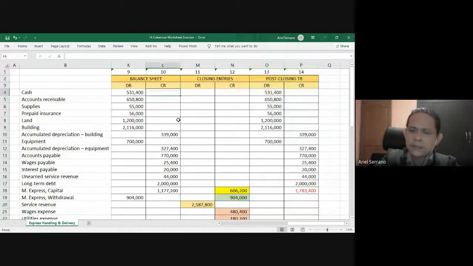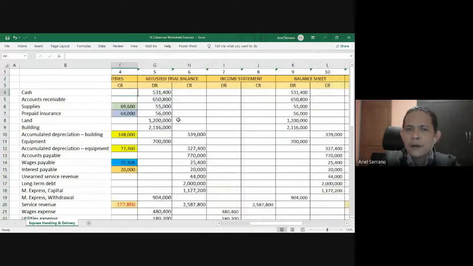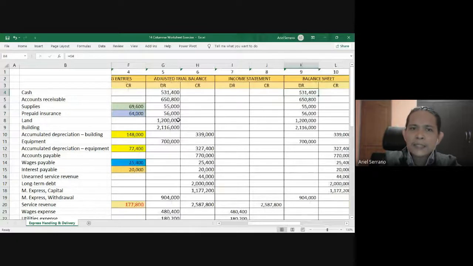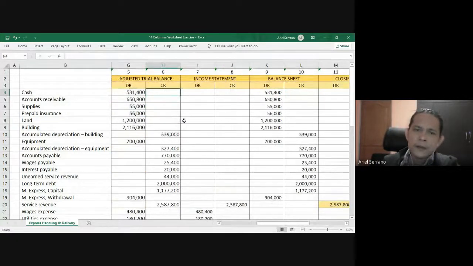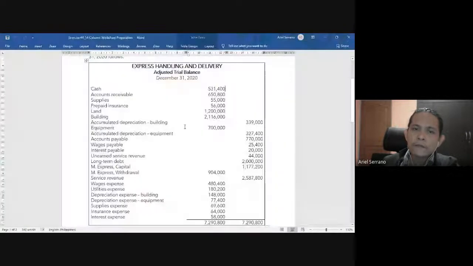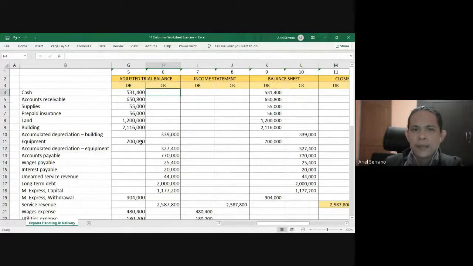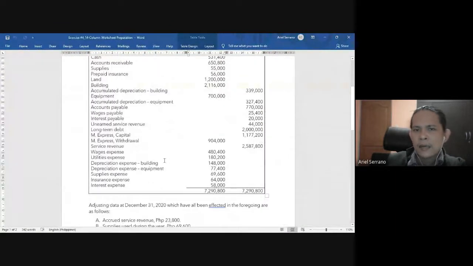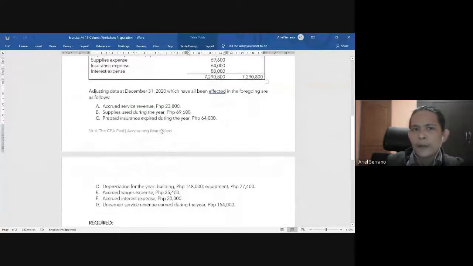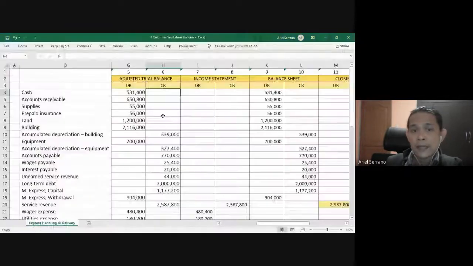Okay? Now, let's go back first to columns 5 and 6, which is your adjusted trial balance. Okay? And from time to time, we will be going back to your Word file so that we can take a look at the problems because it is not available in this Excel sheet. Now, let's go here in this Word file. Adjusting data at December 31, 2020 suggested that accrued service revenue amounted to 23,800 was affected.